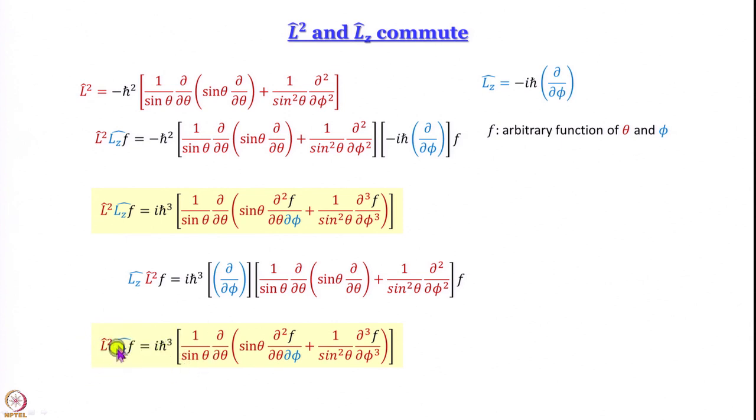I made a mistake here, peril of copy paste. So, let me correct it by hand. This was L square Lz f. What I have here is the Lz operator comes first. So, you see, we can make mistakes while writing too many things. Please make sure that if there is a mistake, you are aware of it and you correct it. Okay? You should not learn something that is wrong.